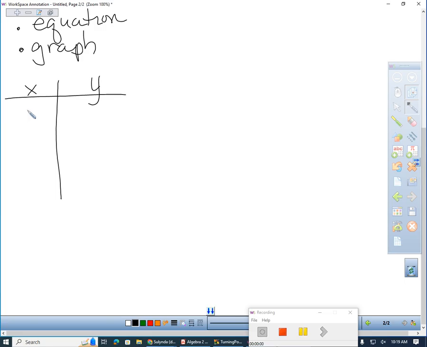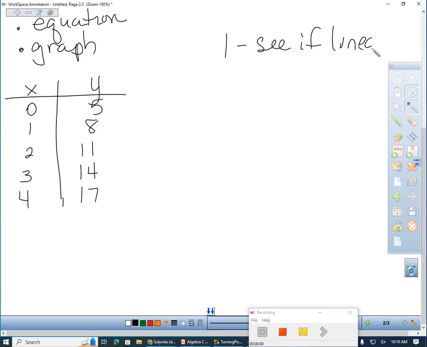and in this table I have 0, 1, 2, 3, oh, we'll go 4 even. And on this side, let's say I have 5, 8, 11, 14, and 17. So, the very first thing we have to do is see if it's linear. And if it's linear, we have to see if they're increasing by the same thing every time.